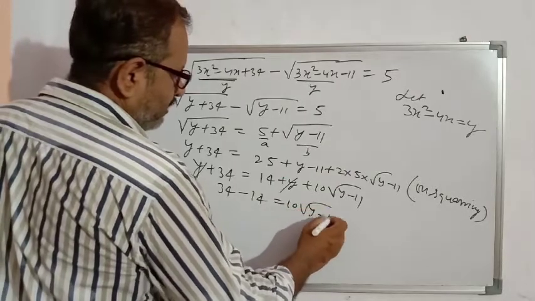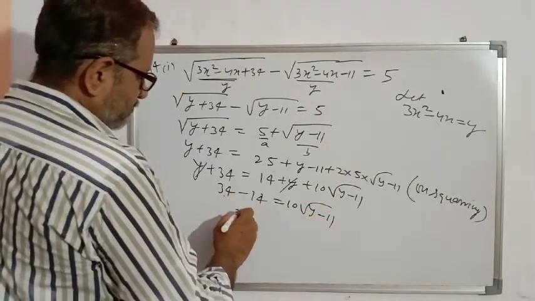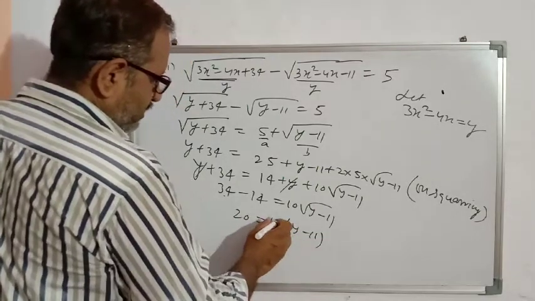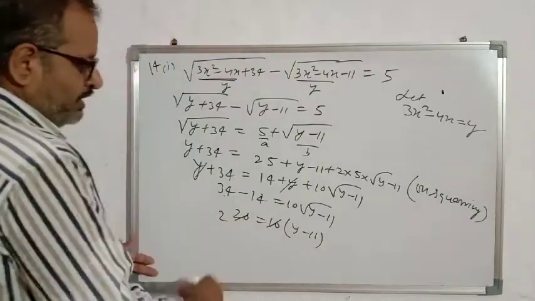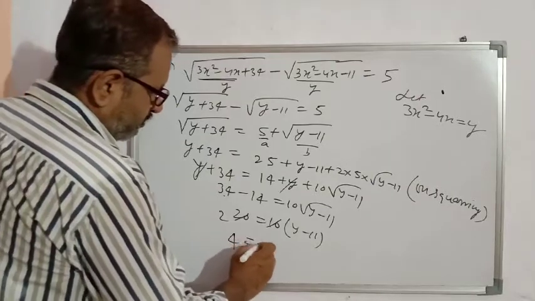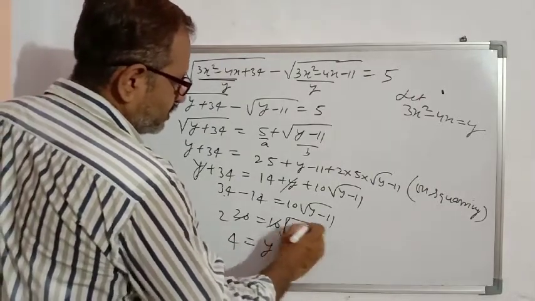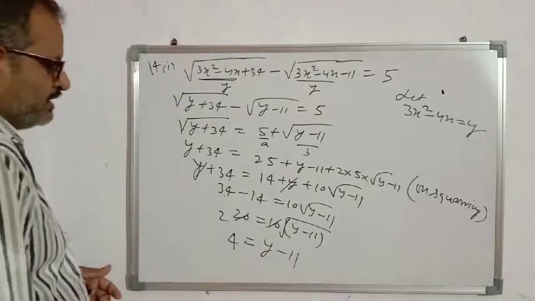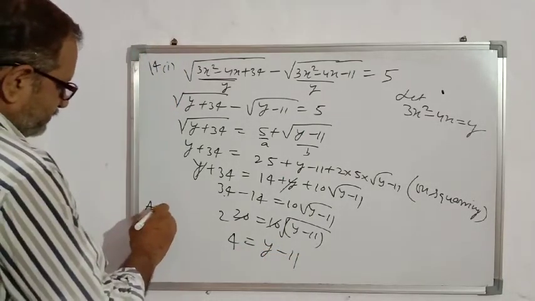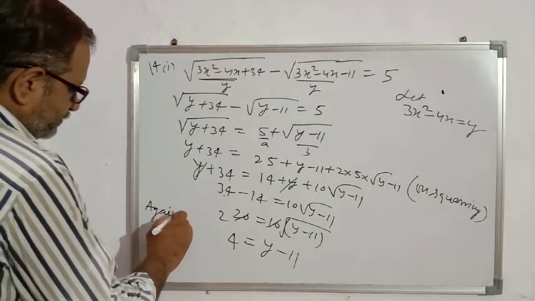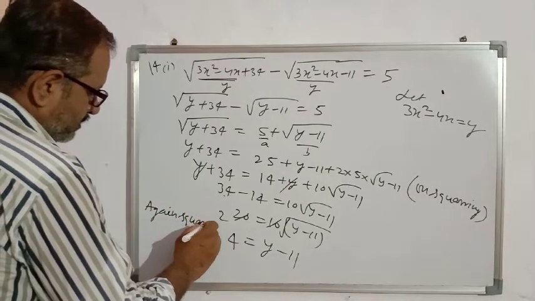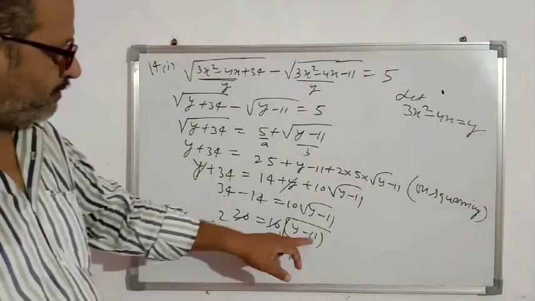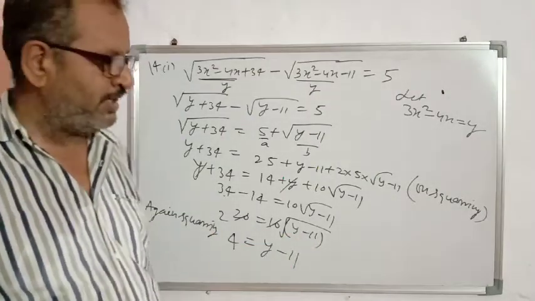34 minus 14 is 20, equal to 10 root y minus 11. 10 twos are 20, so 2 equals root y minus 11. Again squaring. So 2 square is 4, and root y minus 11 whole square is y minus 11.